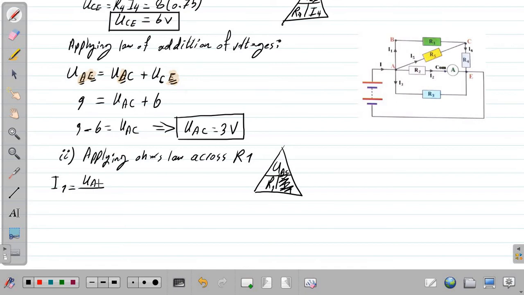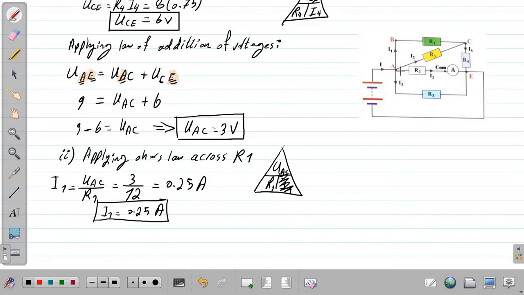UAC over R1. UAC is 3, R1 is 12. Finally, we get that the value of the current I1 is 0.25 amperes. So I1 is equal to 0.25 amp. نلاحظ انه نحن حققنا الديديوس لانه استفدنا من الانسر اللي طلعنا بالطلب السابق.